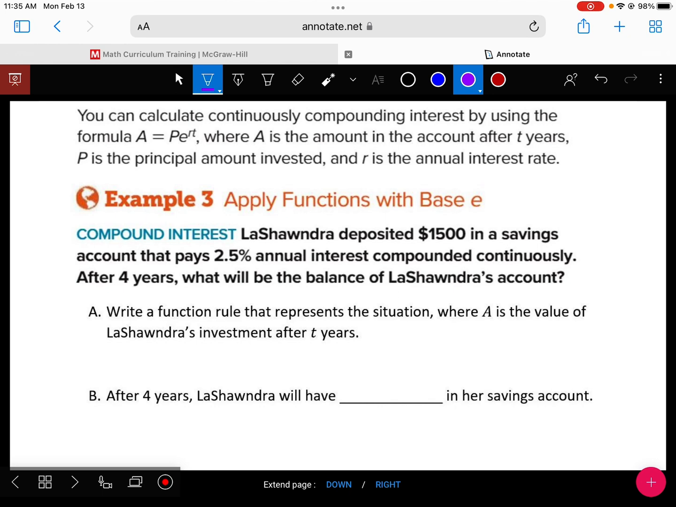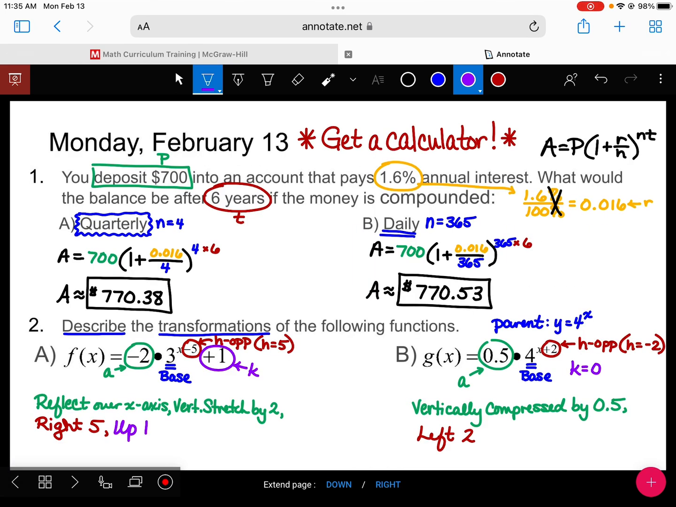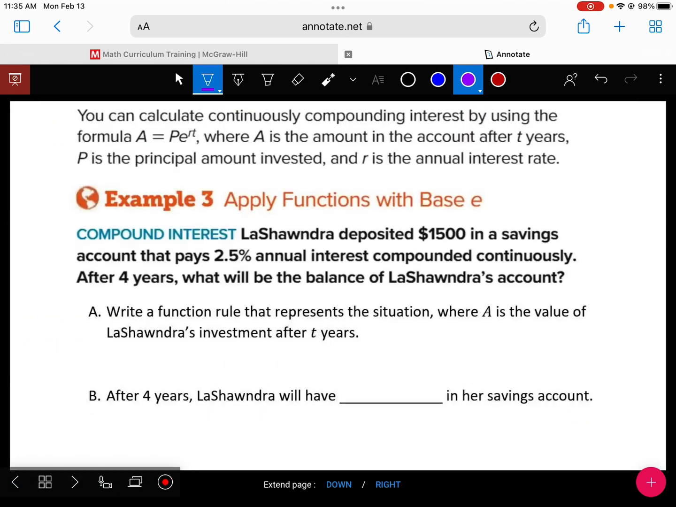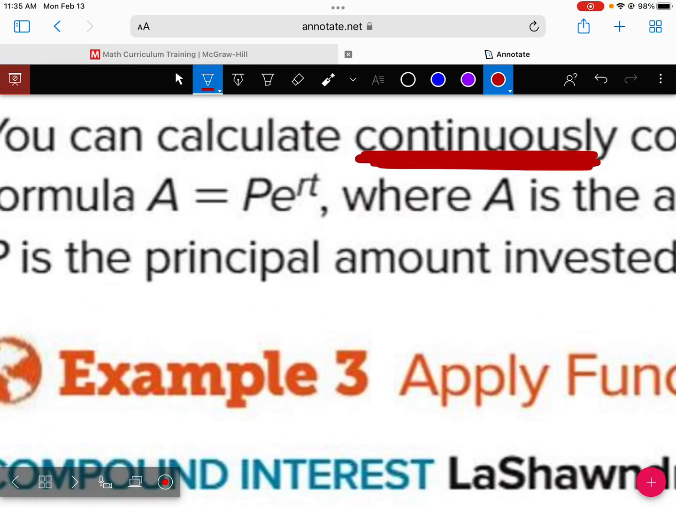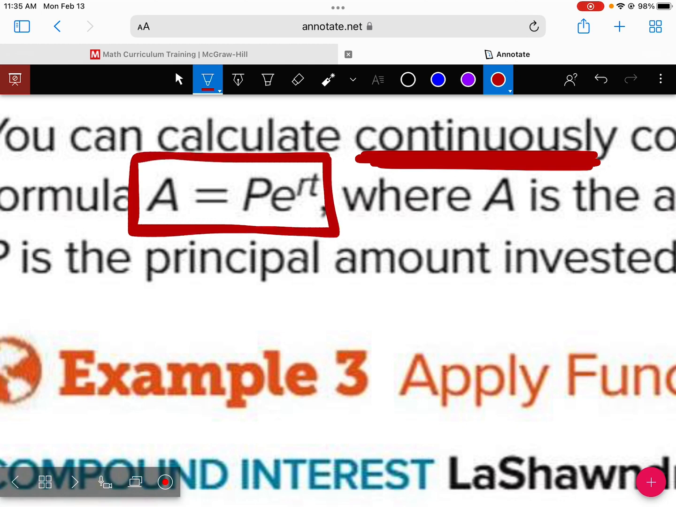We're going to look at formulas, function rules that have this special number E in it. On the Bell work, we had stuff that was compounded quarterly, compounded daily. That's when we used this formula with the N in it. If we have something that is compounding continuously, we use this formula instead.